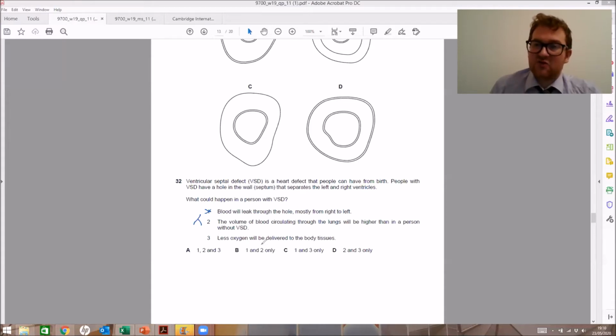Well, that's also true because oxygenated blood returning from the lungs in the left atrium to the left ventricle, when it contracts, could be forced into the right ventricle and go back to the lungs. So effectively, you're sending oxygenated blood, or at least a higher concentration of it, back to the lungs that would normally go that way. So option 3 is also correct. So this eliminates options A, B, C, leaving you with option D, which is the correct one. Options 2 and 3 are the correct answers.